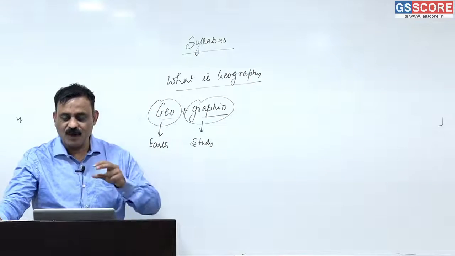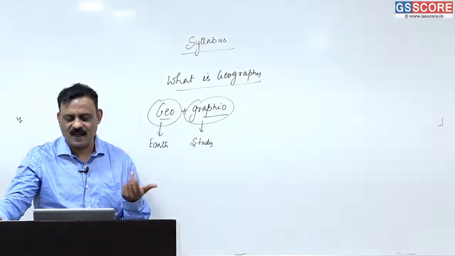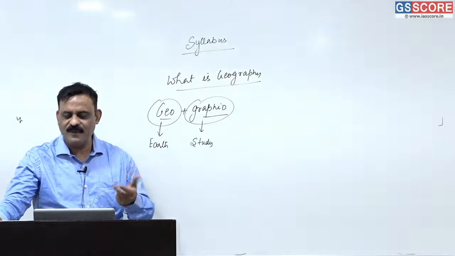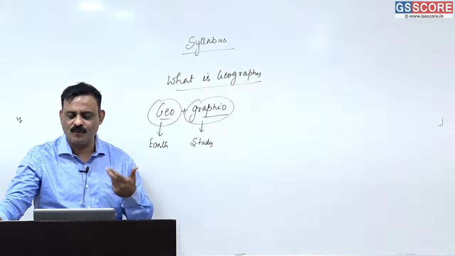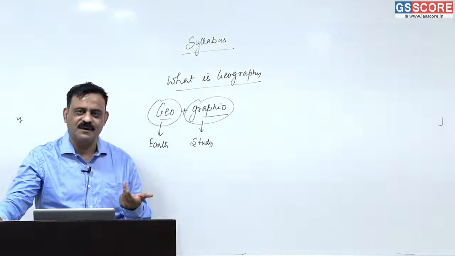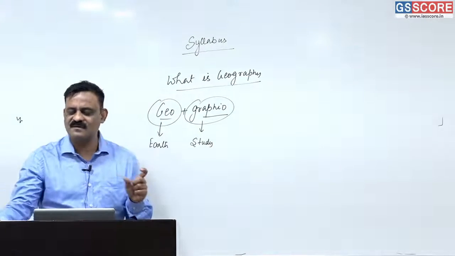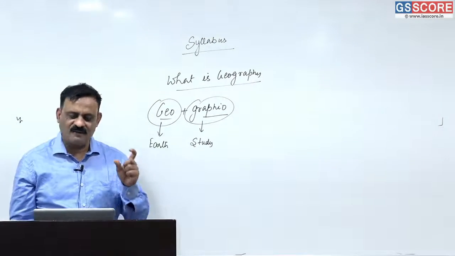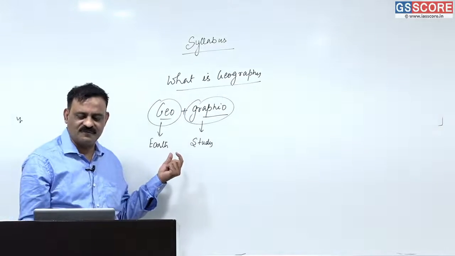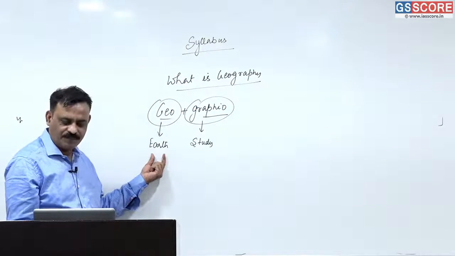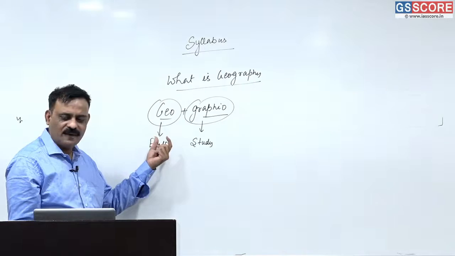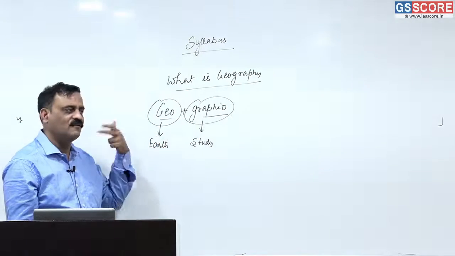The phenomena which have occurred in the past in the universe may be playing an important role in bringing change to the earth. That is why we study the universe. But our point of concern in geography is the earth. So you can call geography a study of earth.